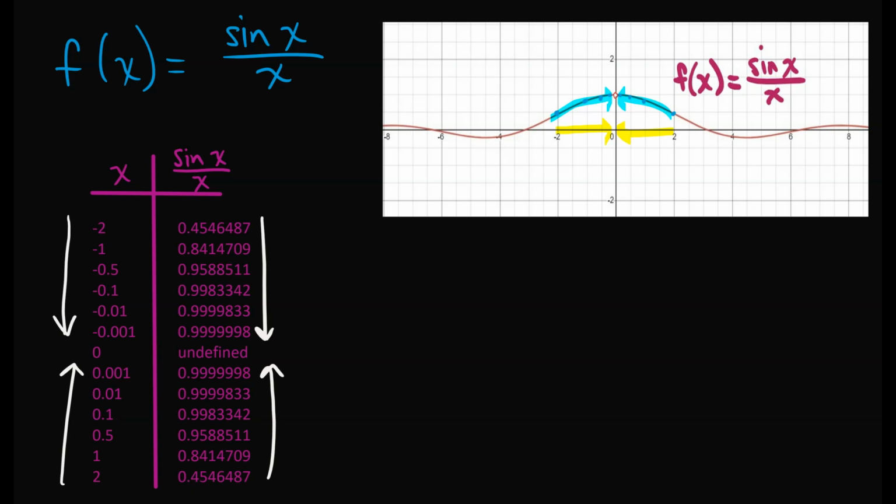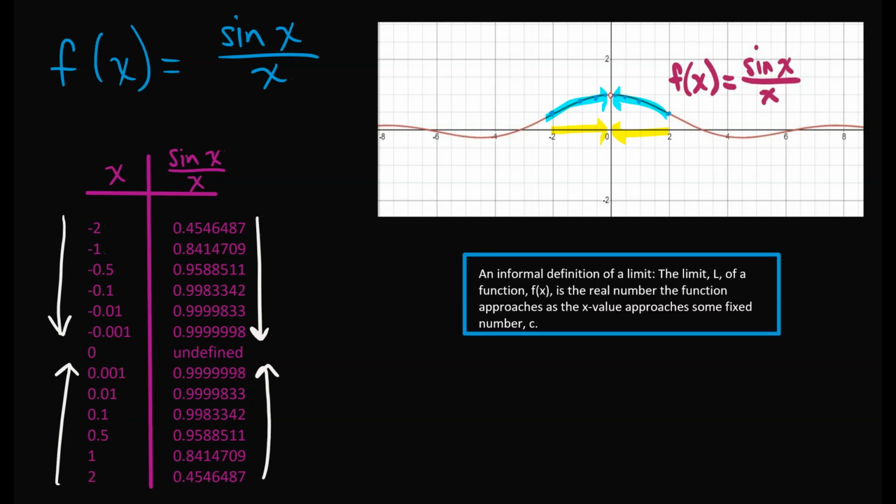Now this is still a little bit vague. It's not very precise yet. We're looking at a picture and a handful of values in our table and saying, hey, it looks like the function's going towards 1. So we'll make this more precise as we move through the unit, but this gives us the general idea of a limit.